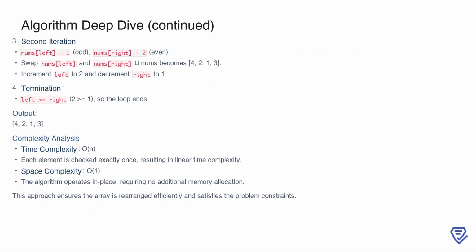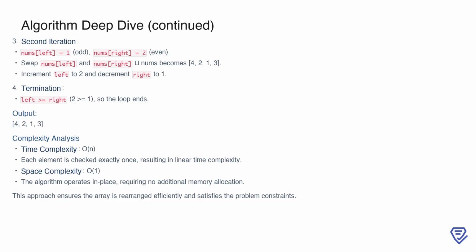In the second iteration, nums[left] is now 1, which is odd, and nums[right] is 2, which is even. Once again, we swap these two values. After the swap, the array updates to [4, 2, 1, 3]. We then increment left to index 2 and decrement right to index 1. At this point, the condition left equals right is met, so the loop terminates. The array is now rearranged such that all even numbers appear before all odd numbers. The final output is [4, 2, 1, 3].